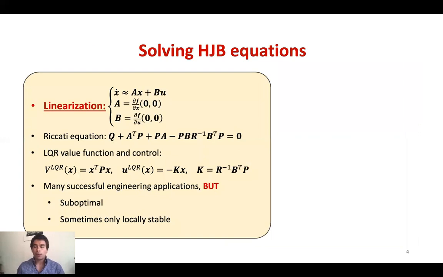Well, if you're an engineer, our intuition is to linearize the system. You get x dot equals Ax plus Bu, and you can solve your Riccati equation, and you can get the LQR value function and control. So this is a quadratic value function approximation and a linear control law that has a lot of successful engineering applications, but it is suboptimal. And in the worst case, sometimes it's only locally stable. So if we intend to fly these things in highly nonlinear regimes, then we need to do better.